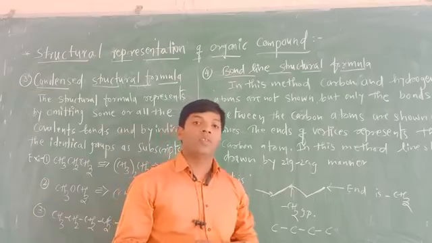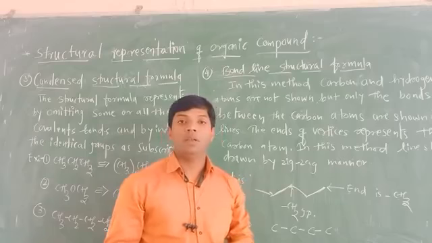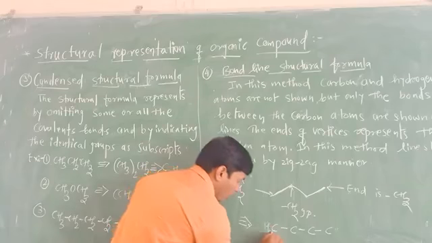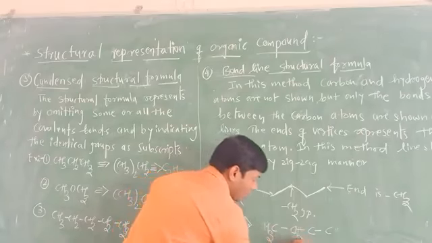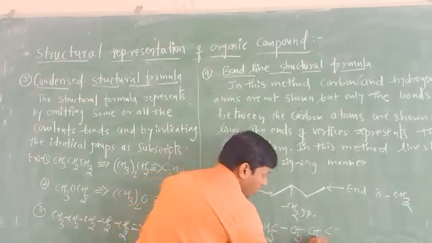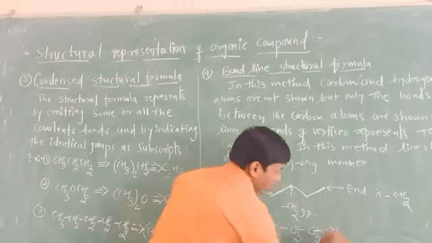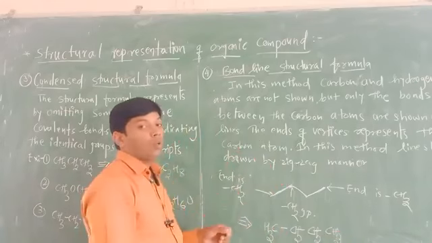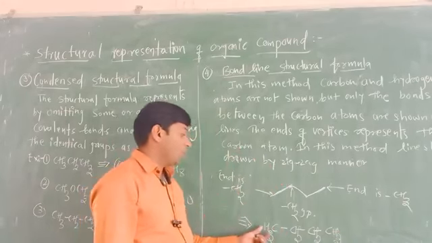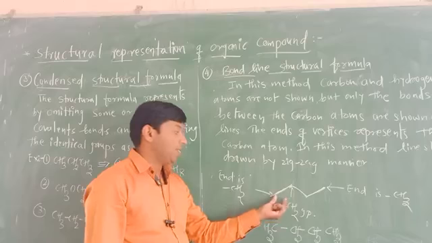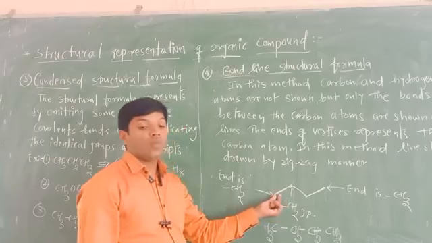As we studied, carbon is tetravalent. So here I should write 3 hydrogen atoms, here 2 hydrogen atoms, here also 2 hydrogen atoms, and here 3 hydrogen atoms, according to the valence rule. So this is called the structural formula, and this is called the bond line structural formula.